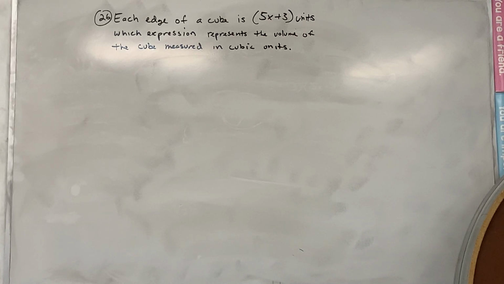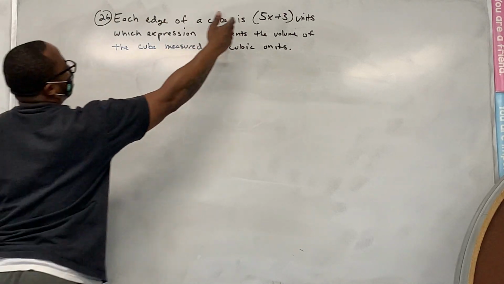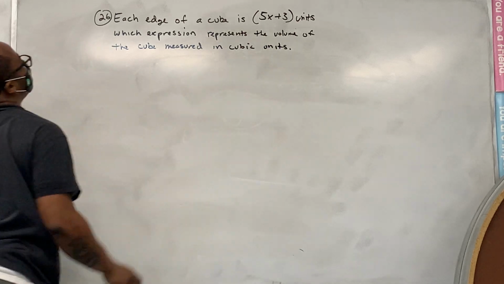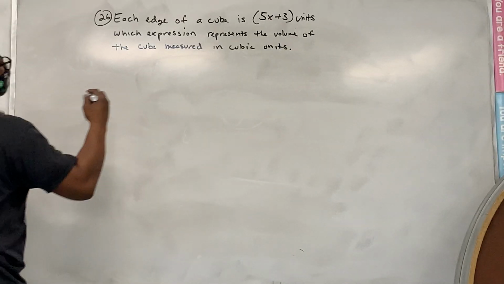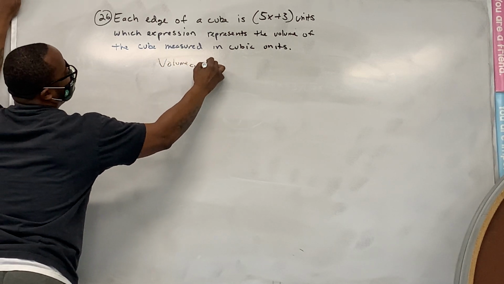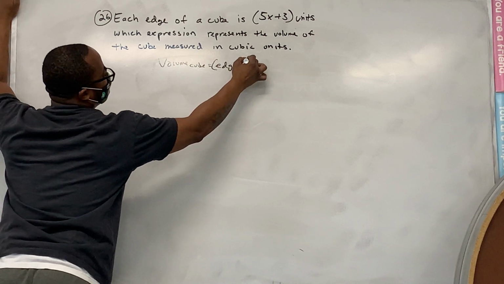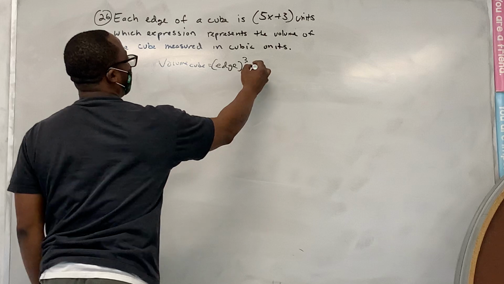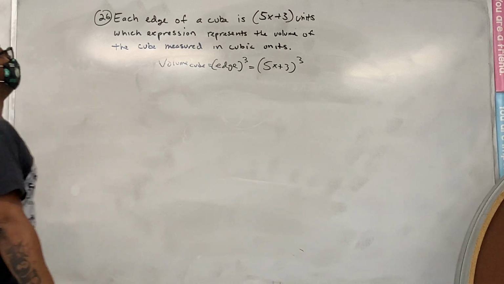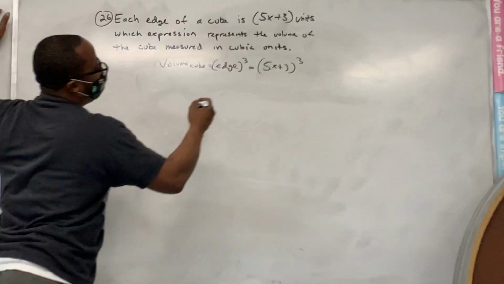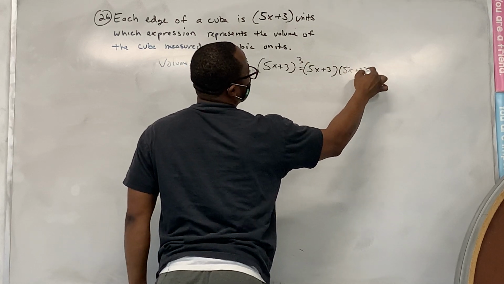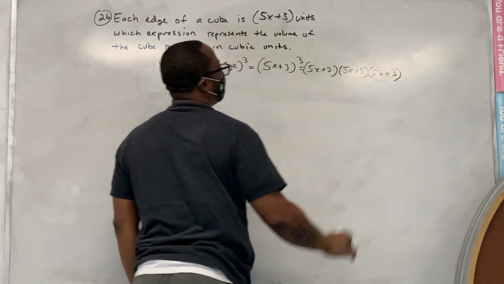Okay, for this question, each edge of a cube is 5x plus 3 units. Which expression represents the volume of the cube measured in cubic units? So what it's telling us here is we're going to have to find the volume of a cube, which is edge to the third power. And that means that we're going to be doing 5x plus 3 to the third power. And all that means is 5x plus 3 times 5x plus 3 times 5x plus 3, okay?